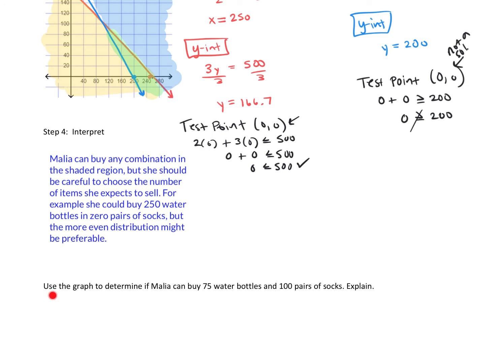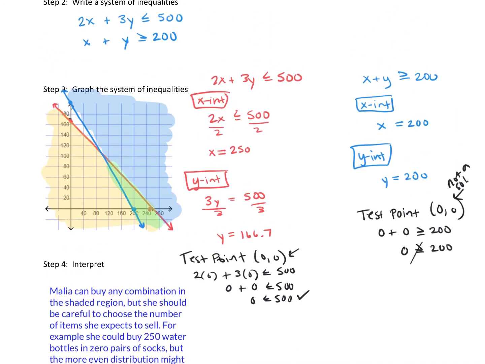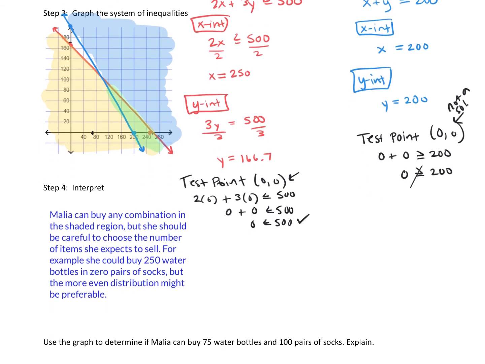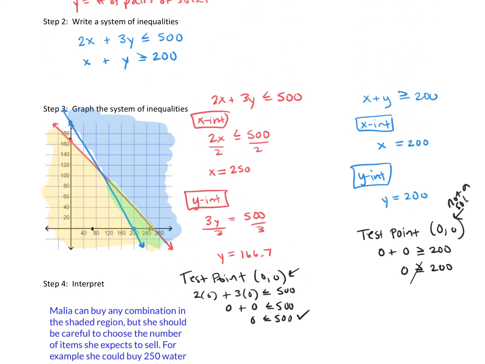All right, last question. I know this has been a long video. Use the graph to determine if Malia can buy 75 water bottles and 100 pairs of socks. So let's look at the graph and see where that is. So the x's, remember we defined our variables, are representing our water bottles. So here's about where 75 water bottles would be, and 100 pairs of socks.